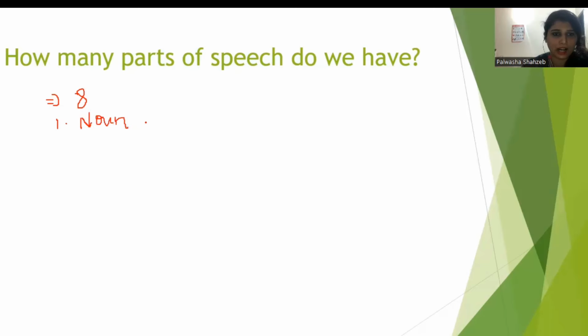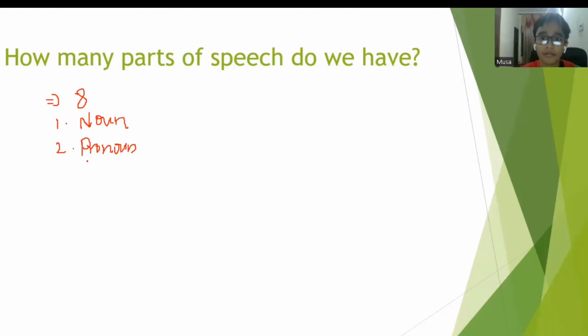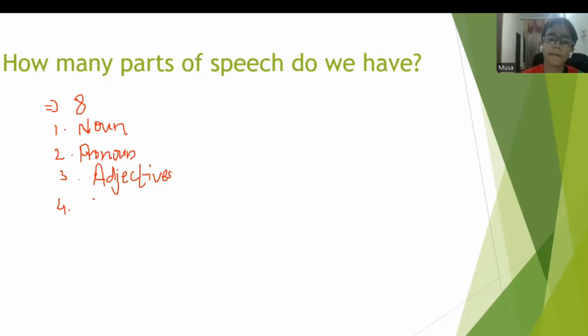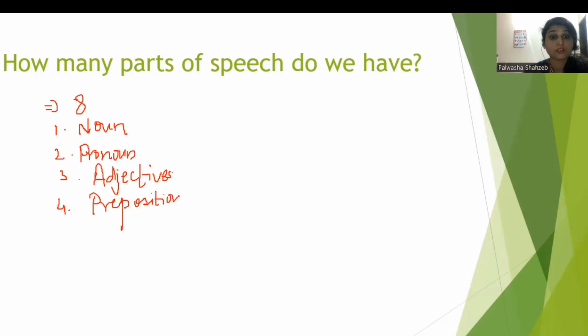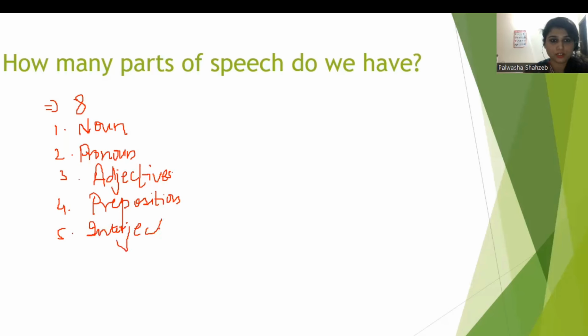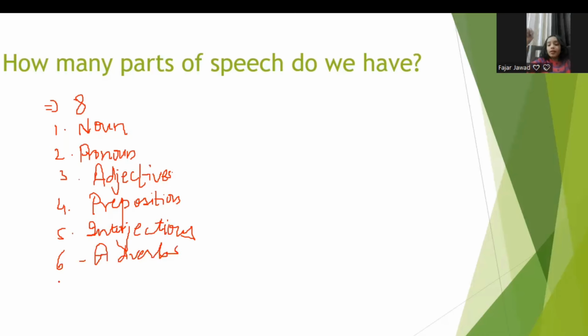Okay, first one is noun, then comes pronoun, then comes adjectives. Very good. Anybody else who could tell me? Zahran, Taha, any parts of speech which you know? Preposition. Okay, preposition. Interjections. Very good. Adverbs. Very nice. We're going to write adverbs. Pronouns are already done.